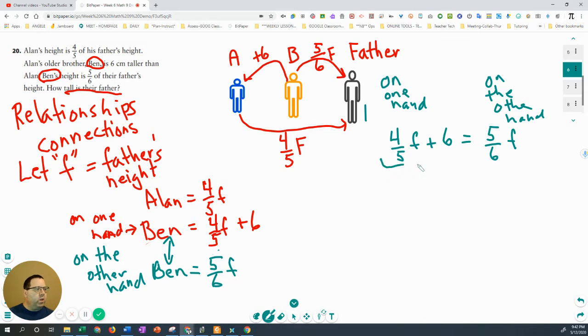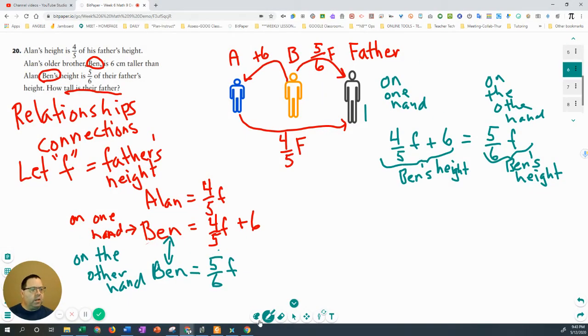So on one hand, we have one way of defining Ben's height. This is one way of talking about Ben's height. On the other, what is Ben's height? Well, Ben's height is 6 centimeters more than his brother Alan's height. That's one way to get Ben's height. On the other hand, this is Ben's height redefined from a different point of view: Ben's height in relationship to his father.